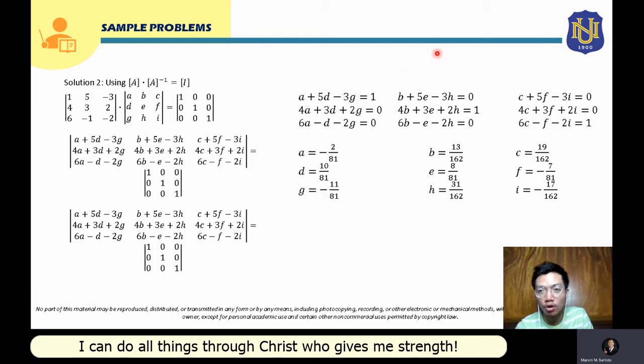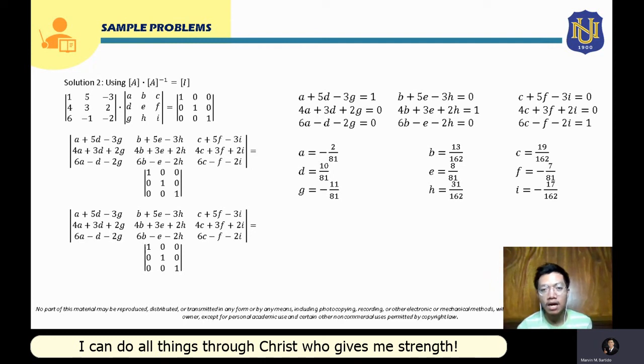Also for the third column here, these are also 3 equations and 3 unknowns. So mode 5-2 again. For the first equation, that will be 1, 5, negative 3, and then 0. And then we have here 4, 3, 2, 0. And then we have here 6, -1, -2, then 1. So for the value of C, that will be 19 over 162. For the value of F, that will be -7 over 81. For the value of I, that will be -17 over 162.